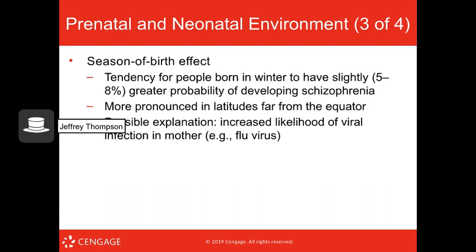Also, weirdly enough, the season in which you were born seems to have a slight effect, 5 to 7%, on the probability of developing schizophrenia. So, if you're born in the winter, you are more likely to. This is more pronounced the further you are from the equator, because the further you are from the equator, the more seasons you actually experience. Right at the equator, it's just summer. It's just summer and then slightly less summer and then more summer. But one explanation for this is the seasonality of illnesses like the flu. That increases the chance that the mother might be exposed to an illness while carrying the child.